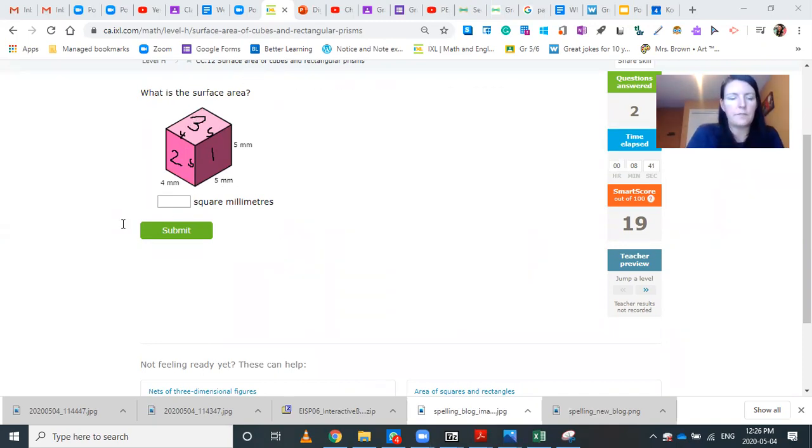Okay, so surface area of a rectangular prism. But first, remember we've got 2 of each side. So we've got 2 number 1s for this side and that side. We've got 2 number 2s, that side and the back, and 2 number 3s, top and the bottom, right? The 2 number 1s: 1 is 5 by 5, 5 times 5. We're going to add 2 of the number 2s, which here is 5 times 4. We're going to add 2 of the number 3s, which is the top and the bottom, which is also 5 by 4.